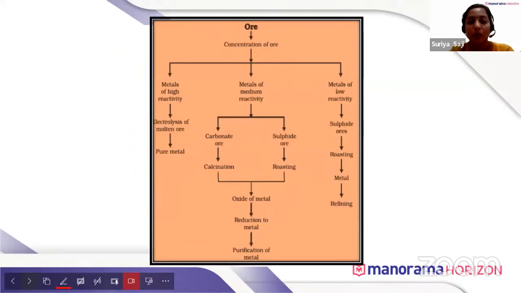So here is another mind map for you. Here you can see how metals are purified. So we told that there are a lot of minerals present in the earth's crust. Among that, some are ores. So from some minerals, we can extract metals. Such kind of minerals are known as ores. So first what we will do is concentration of ore. Concentration means small impurities will be present in the ore now, so that is what we will deal with.